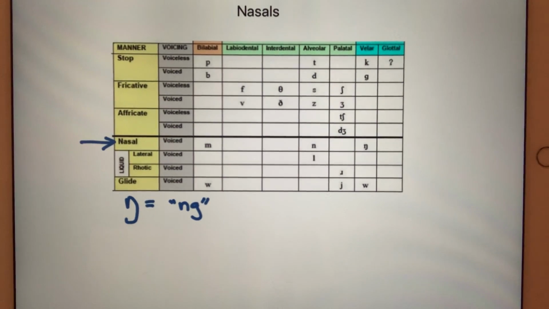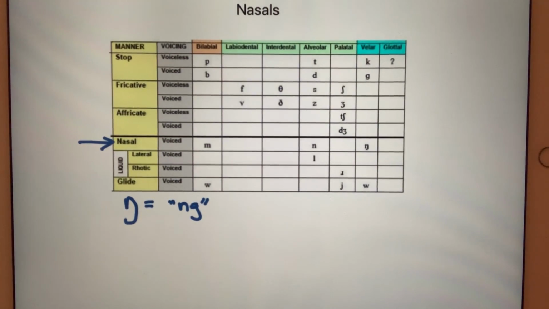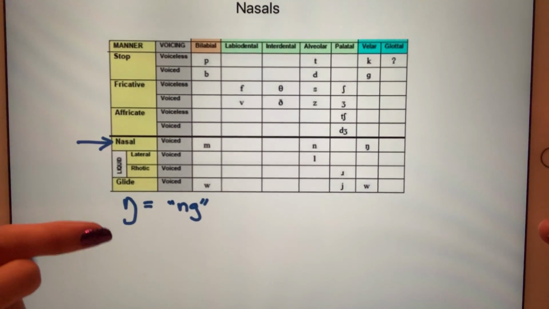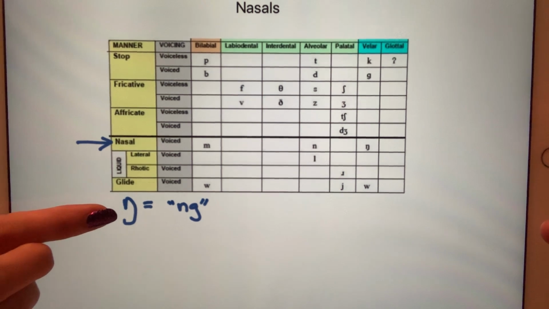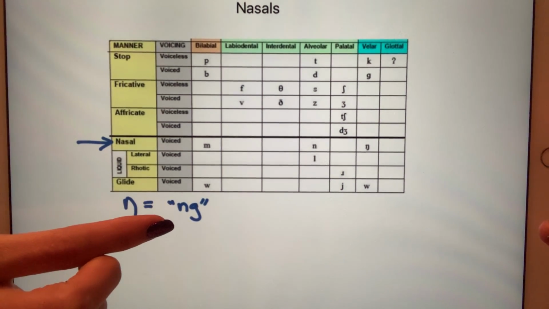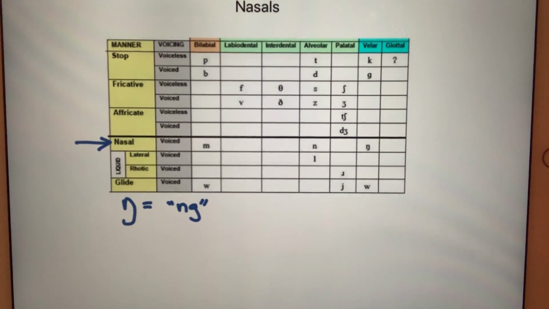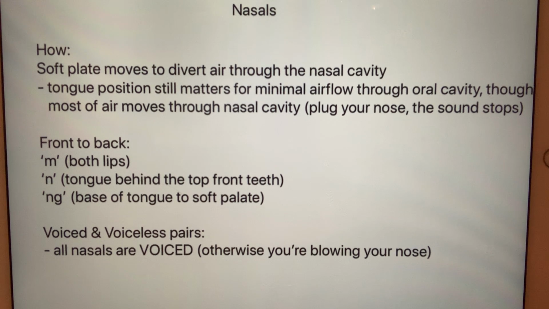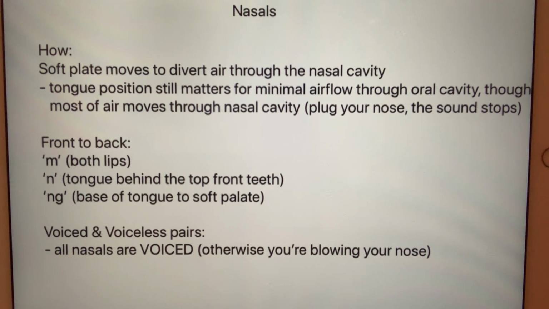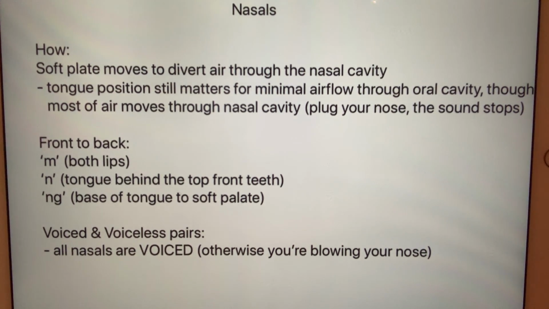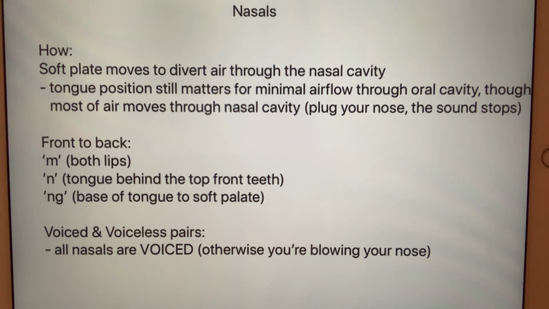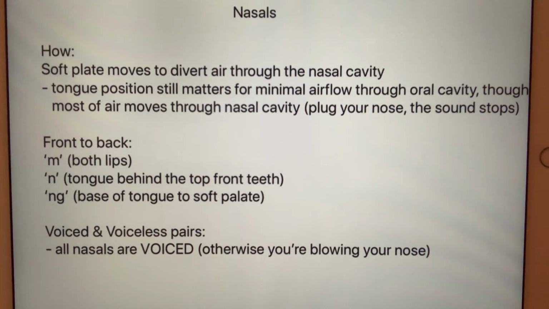Next word class is nasals. Nasals and liquids are the hardest, right? Here we have the nasals, and you see in the chart, I also put here what is called an engma, for anybody that cares, and it represents the ng sound, or n and g stuck together. Okay, nasals, how do we make them? Well, the soft palate moves down. There's a flap of tissue called the velopharyngeal port that comes down to divert airflow through the nasal cavity instead of through the oral cavity like it does for all our other sounds.